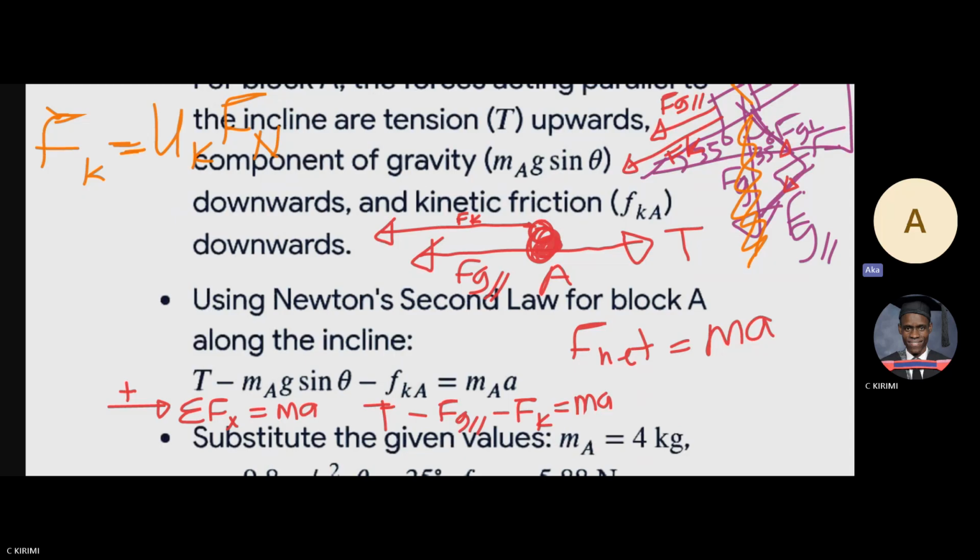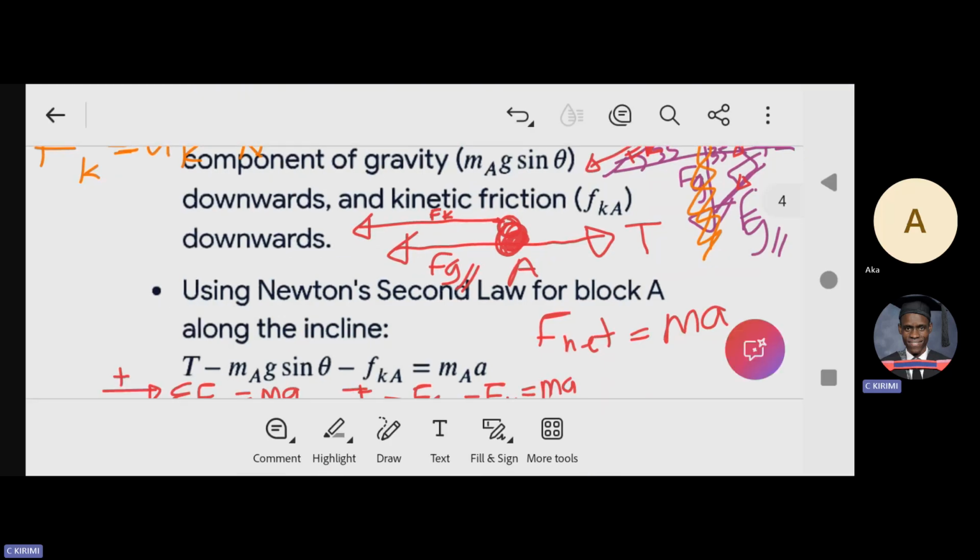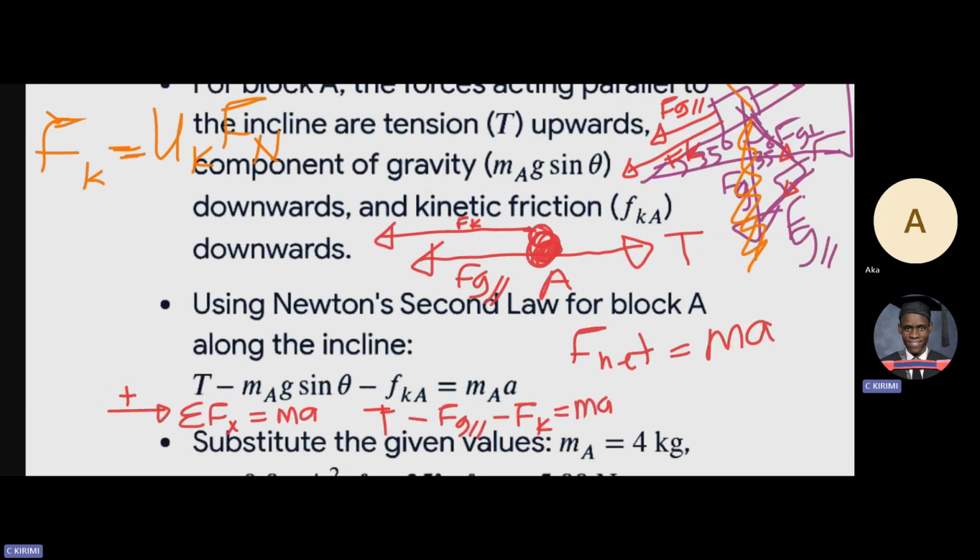So we don't use mu k here because the coefficient of kinetic friction is not given. If it's given, you can use it as well. mu k multiplied by N, the coefficient of kinetic friction multiplied by the normal force, is the value of the frictional force. But anyway, let's work it now. Then we can see if it's going to have an impact, isn't it?